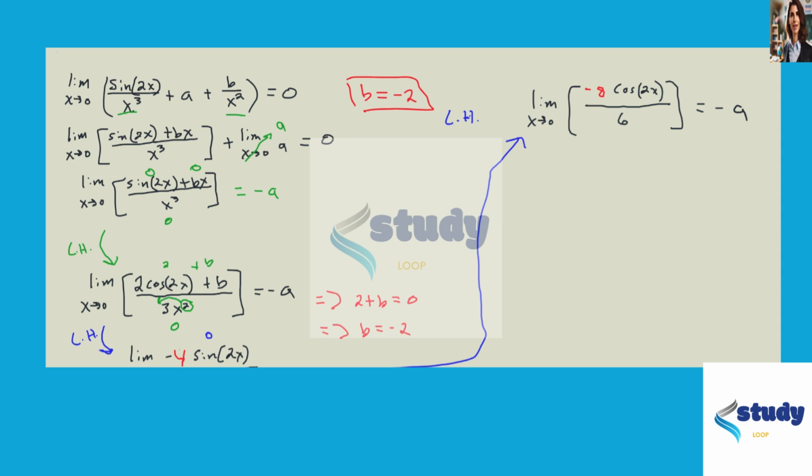Now we can go ahead and apply the limit again. And again, cosine of 0 is going to be 1. So we'll end up with negative 8 over 6 is equal to negative a. So we can multiply the negative over and simplify 8 over 6 to give us 4/3. So we end up with that a is equal to 4/3 and b is equal to negative 2.